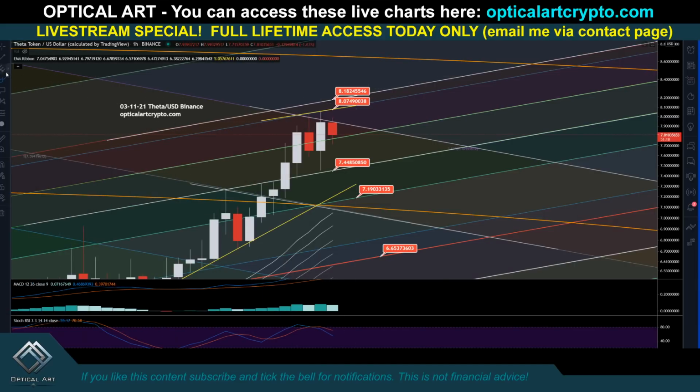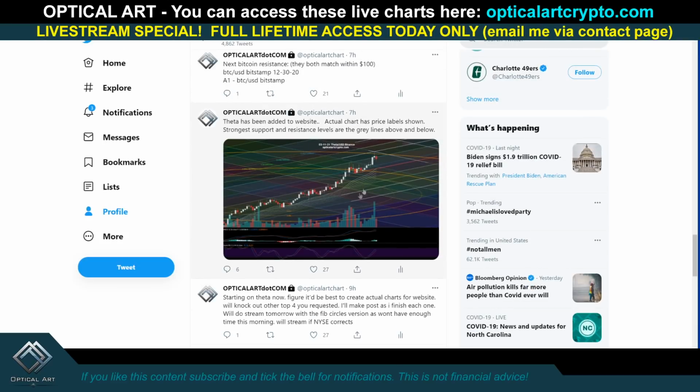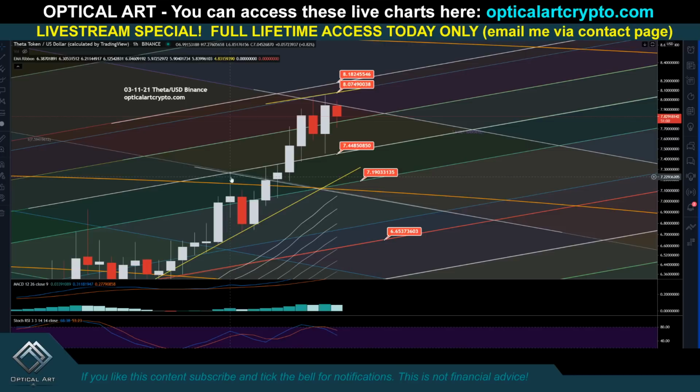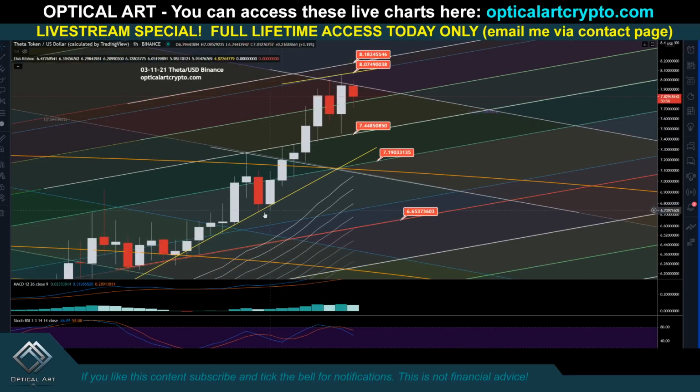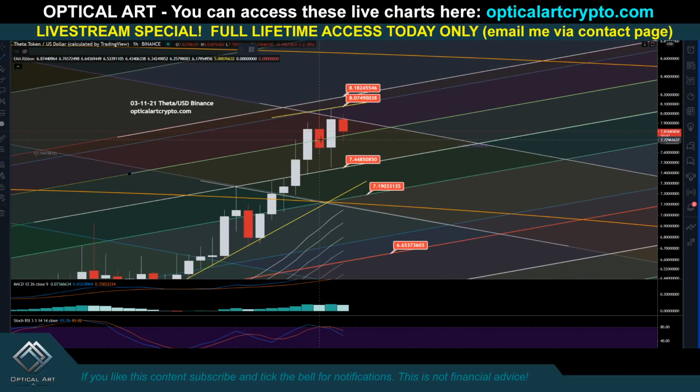Just pay attention, and you can see when I make that tweet here about the Theta charts. The Theta chart has been added to the website. Actual charts, price label shown. Strongest support and resistance levels are the gray lines above and below. And you can see these gray lines have been the points we got rejected. See right here we got rejected. I did add this after the fact, the support level. We came back down, tested it, pushed up, got rejected, pushed above it is resistance, support, resistance, support, resistance, support, and now you can see we're currently holding support here.